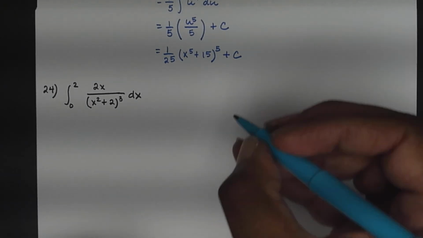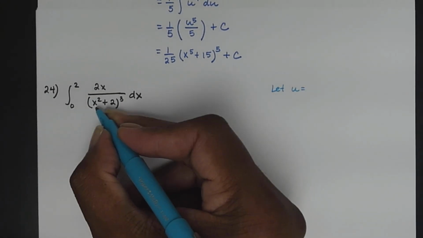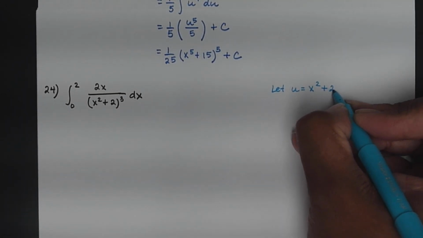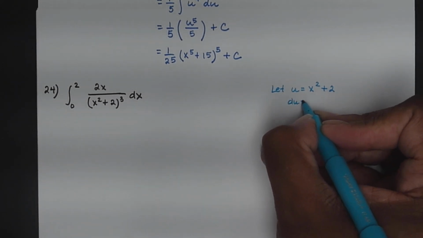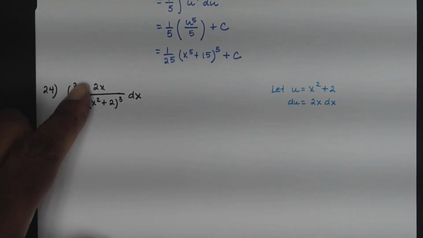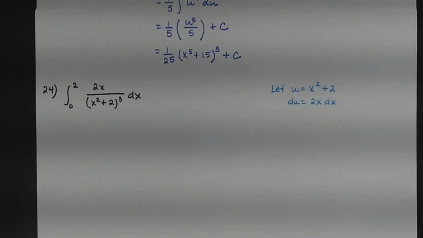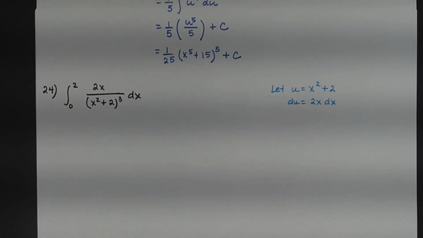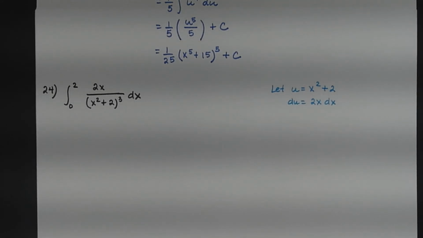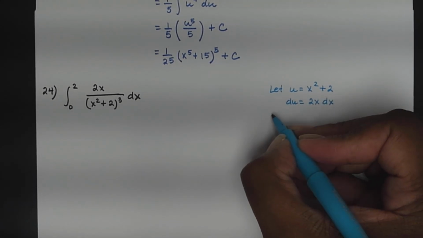I'm going to let u be equal to what's inside the parentheses here, x squared plus 2. That would mean du will have to be 2x dx, which is exactly what I have here, 2x dx. But you know what I'm going to do here? Change my limits of integration. These are for x. I'm going to change them for u.